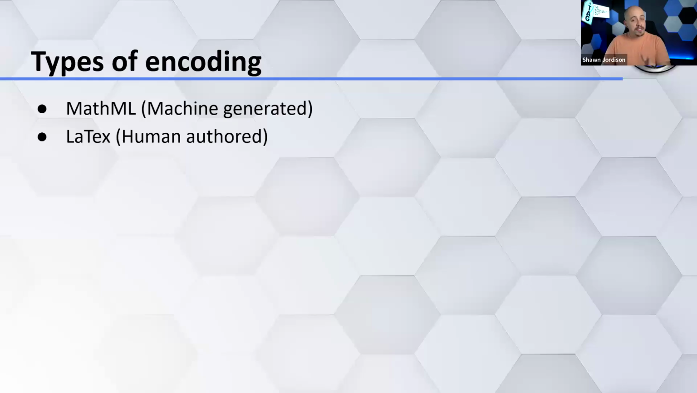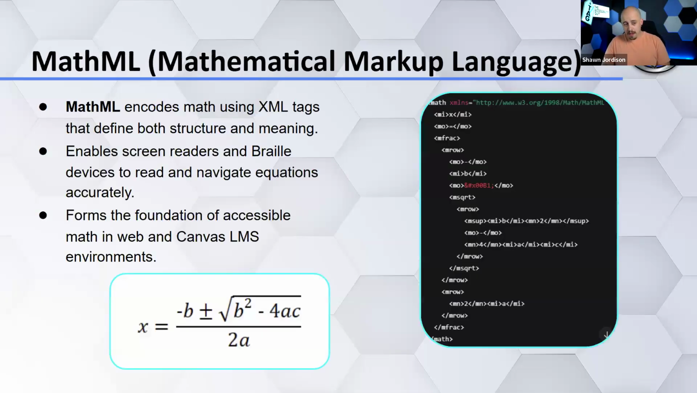Today, we're going to talk about two different types of encoding. We have MathML, which is machine generated, and LaTeX, human authored. MathML, or mathematical markup language, encodes math using what's called XML tags. It defines both the structure and the meaning of the content. It enables screen readers and Braille devices to read and navigate equations accurately. It forms the foundation of accessible math for web and Canvas learning management system environments.